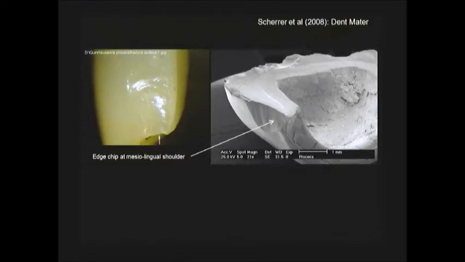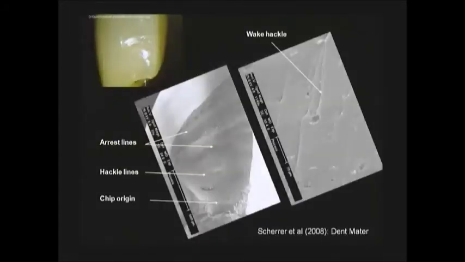And then, in parallel, we look with the stereo microscope, we see a little chip, and on the scanning electron microscope, we see a marginal chip. If we go to higher magnification, we see arrest lines. At higher magnification, we see wake hackle.